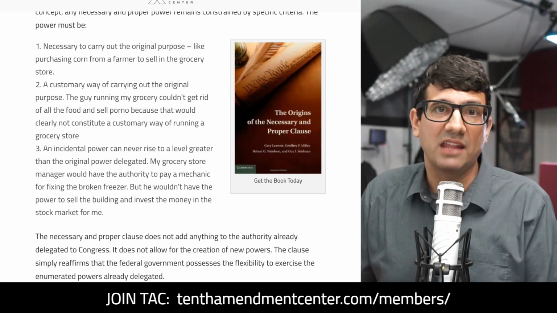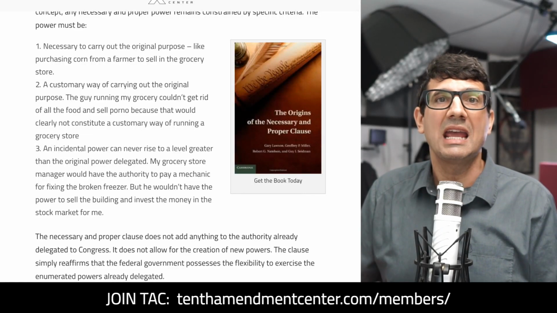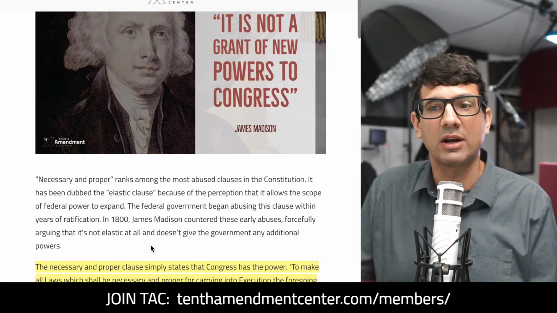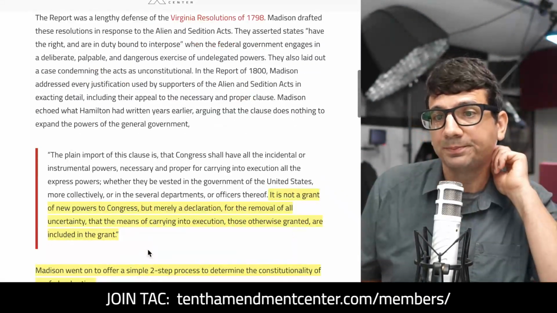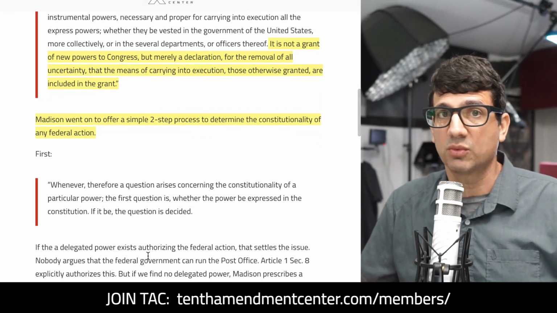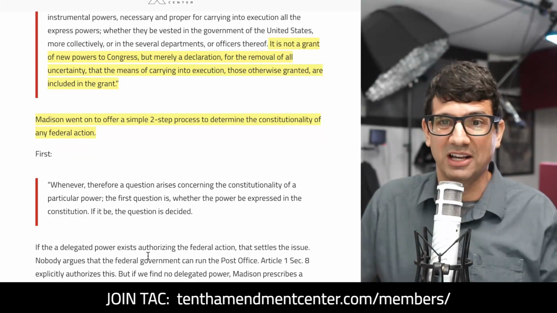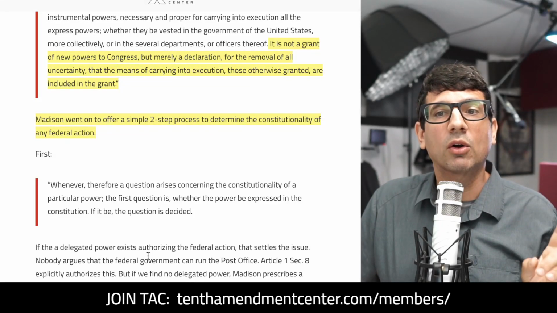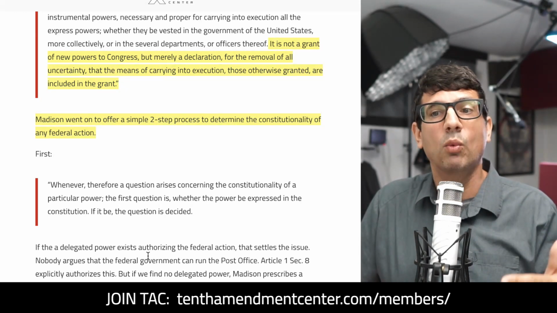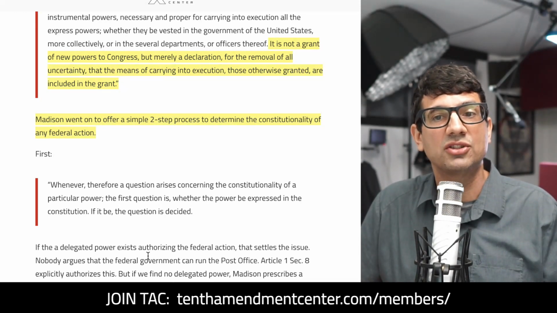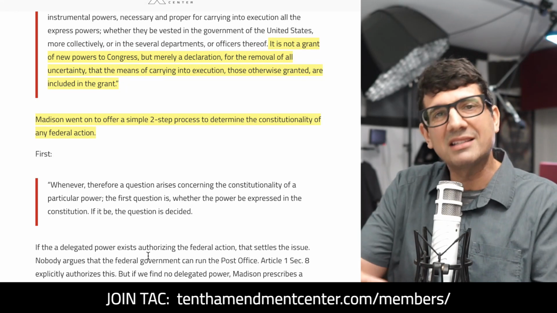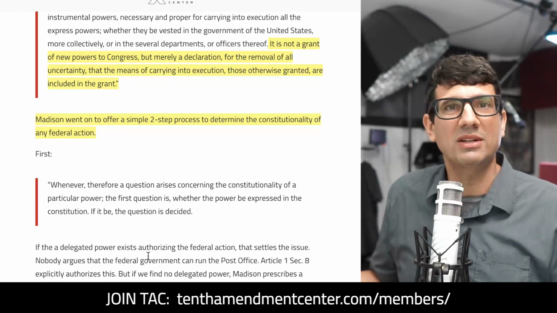Now, James Madison had this two-step process. Basically, anytime the feds try doing something, you're supposed to ask two questions. And Mike Meharry writes out about this as well. The two-step process. First, he says, and this is in Madison's words, not mine, not Mike's, not anybody else's, whenever, therefore, a question arises concerning the constitutionality of a particular power, the first question is whether the power be expressed in the Constitution. If it be, the question is decided. In other words, if it is expressly listed in the Constitution, then you know it's necessary and proper.